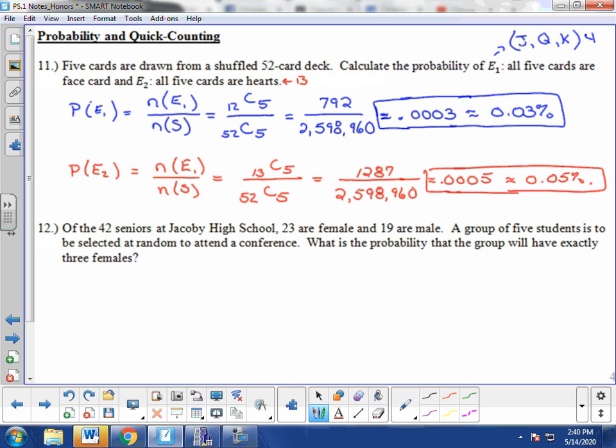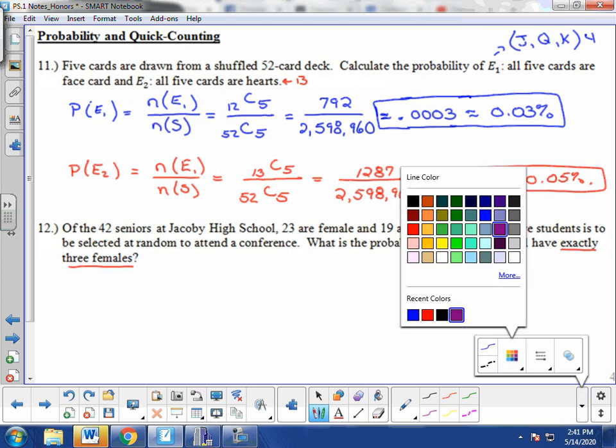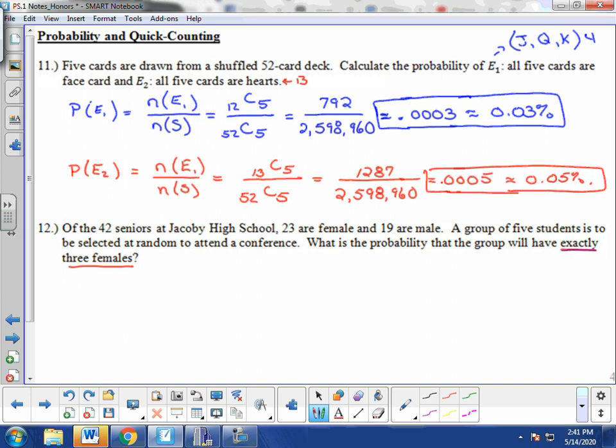Let's take a look at problem 12. So problem 12 is a little bit more complicated. It says out of the 42 seniors at Jacoby High School, 23 are female and 19 are male. A group of 5 students is to be selected at random to attend a conference. What is the probability that the group will have exactly 3 females? So here's our event: exactly 3 females. So this is something to key into. The word exactly is going to be very important here. Reading for information is going to be key in this target.